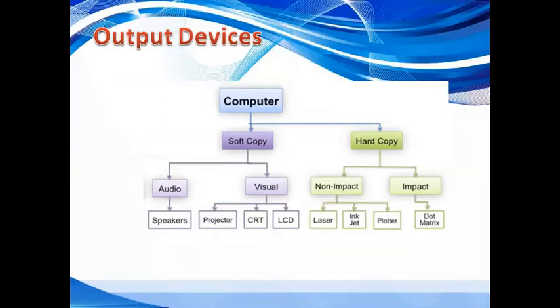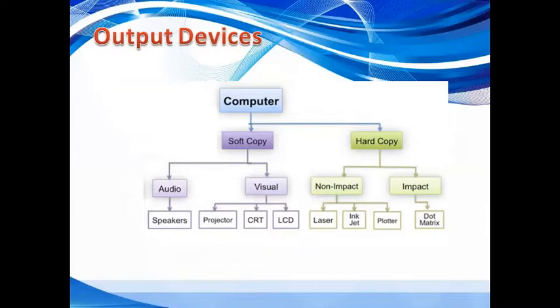Soft copy means the digital form, which you cannot touch and move easily. It is inside your computer system, and you can view it on your screen. To view your digital form and soft copy output, you must have a monitor or a display screen on which you can see and check your output in the form of soft copy.